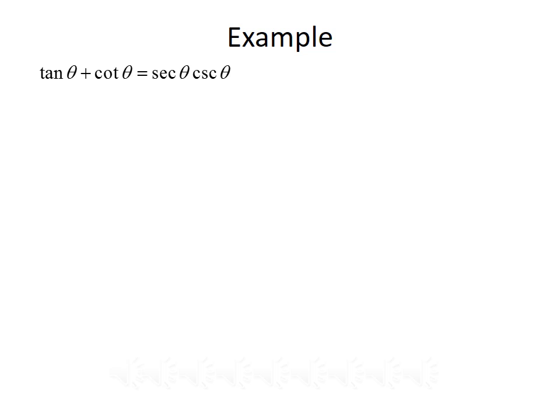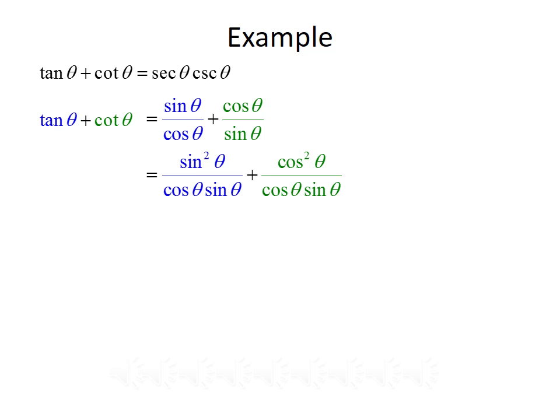Okay, we want to do tangent of theta plus cotangent theta equals secant theta times cosecant theta. So we'll start with the left-hand side, tangent of theta plus cotangent theta. Using the quotient identities, we can rewrite that as sine of theta over cosine theta plus cosine of theta over sine of theta. In order to add these terms together, we need a common denominator, so we'll multiply the first term by sine of theta over sine of theta, giving us sine squared theta over cosine theta sine theta.